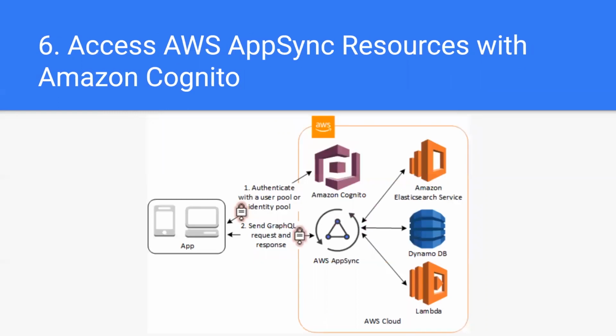The last one, but not least, is accessing AWS AppSync resources with Amazon Cognito. You can grant your users access to AWS AppSync resources with tokens from a successful Amazon Cognito authentication from a user pool or identity pool.